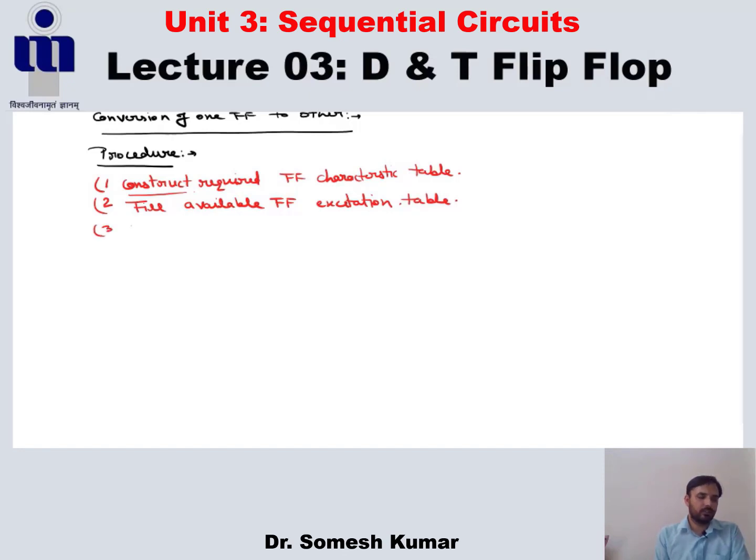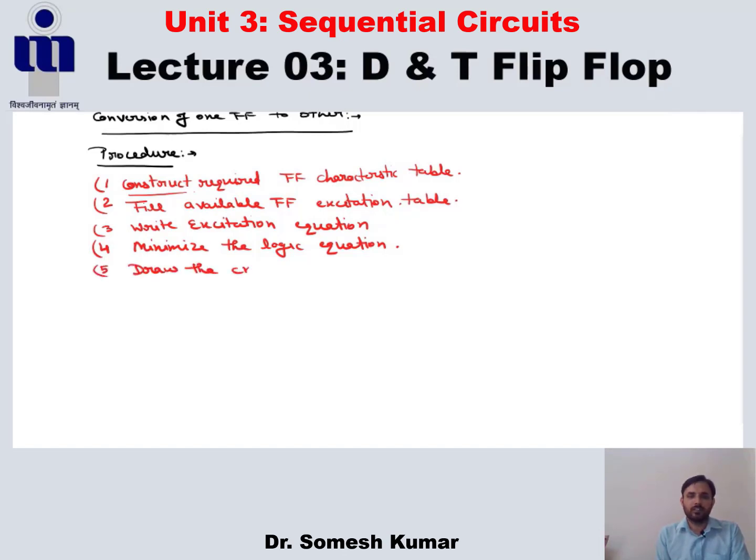So the third step is you have to write the excitation equation. Then in the next we will study all these procedures by taking one example. In the next step we have to minimize the logical expression. By using K-map and other standard methods, you have to minimize that logic equation. Then in the final step, you have to draw the circuit or implement the circuit.